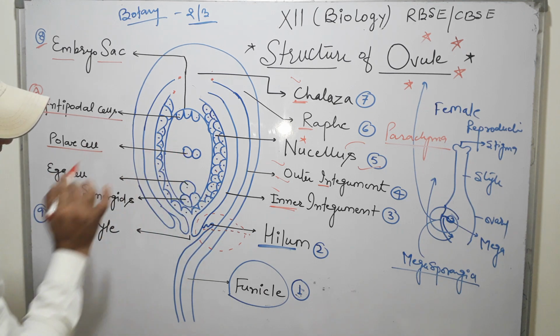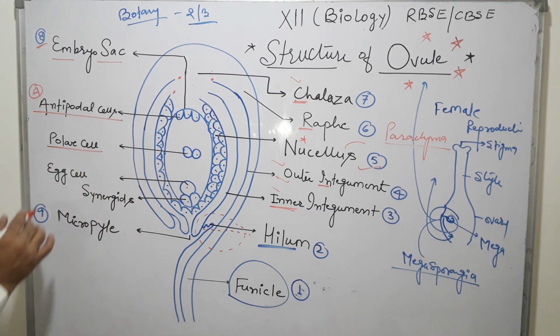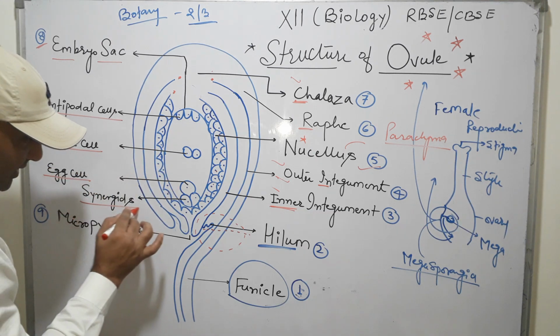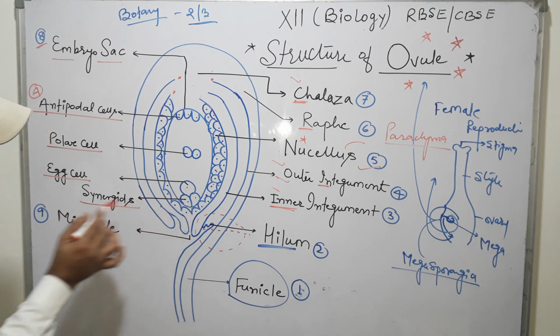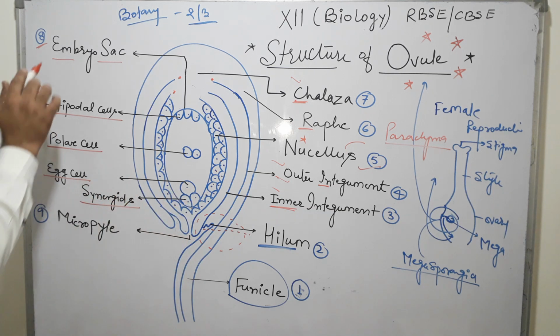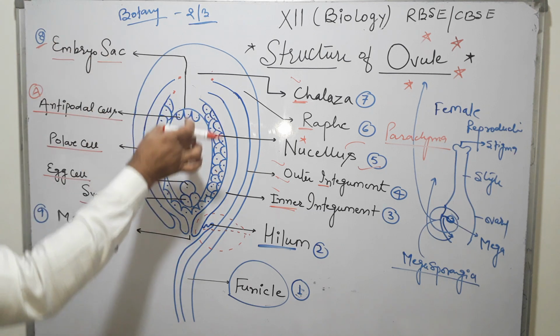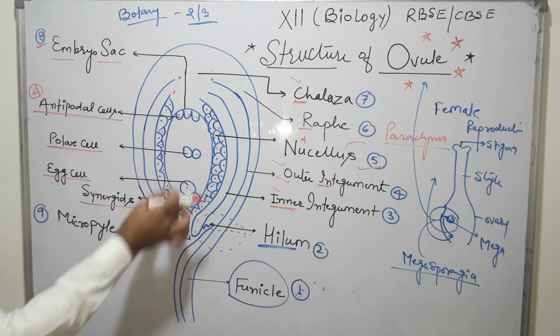And if we call the single structure, it is called polar nuclei. Next is the egg cell and then synergid cell. The upper larger cell is called egg cell, and the lower two cells are called synergid cells. So again, repeat the embryo sac. It is present in the center of the ovule. It consists of the following structures.